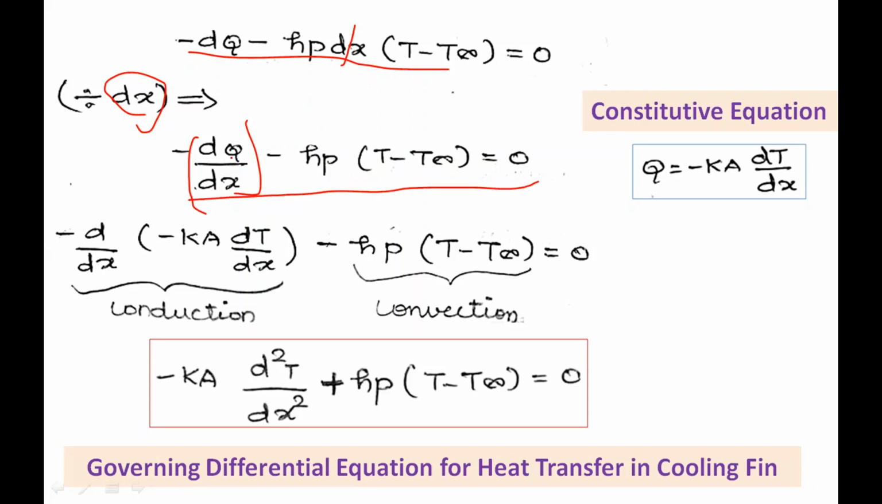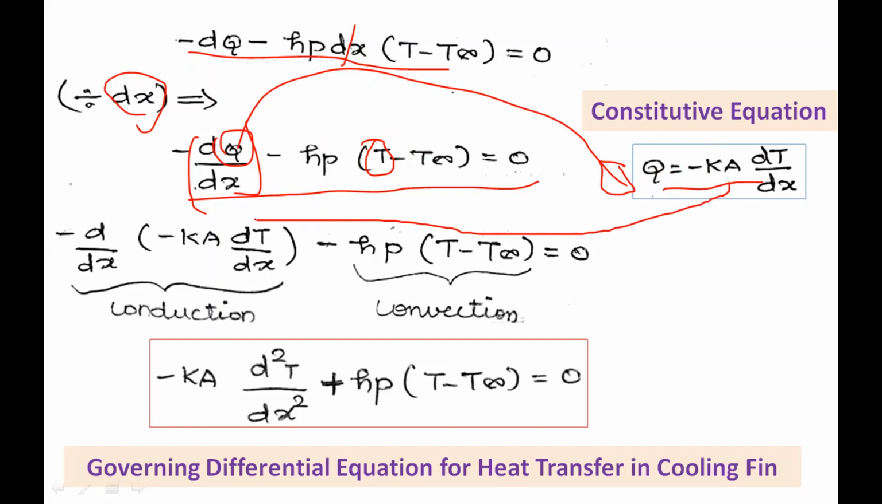Now we have to replace this Q in terms of our field variable. What is the field variable here? Temperature is the field variable. For replacing the Q, we are going to apply the constitutive equation. Here the constitutive equation is Fourier's law. Q is equal to minus kA dT by dx. When you apply this here, we will get minus d by dx of (minus kA dT by dx), minus hP (T minus T infinity) equal to 0. We are keeping one minus sign here in this governing differential equation.